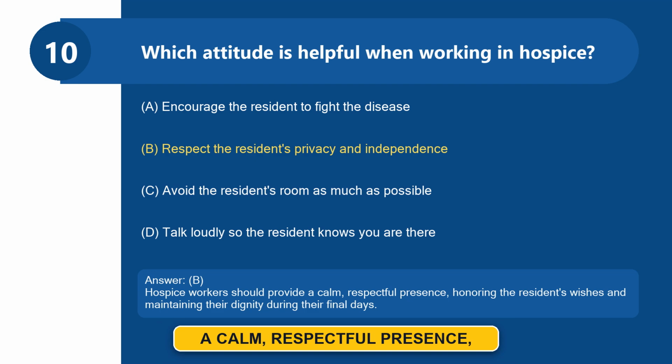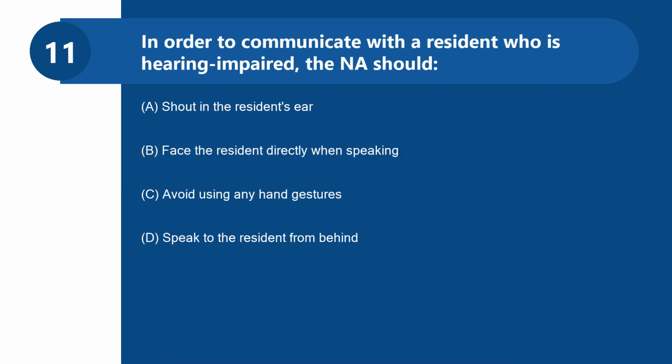Question 11. In order to communicate with a resident who is hearing impaired, the NA should: Option A. Shout in the resident's ear. Option B. Face the resident directly when speaking. Option C. Avoid using any hand gestures. Option D. Speak to the resident from behind. The correct answer is option B, face the resident directly when speaking.